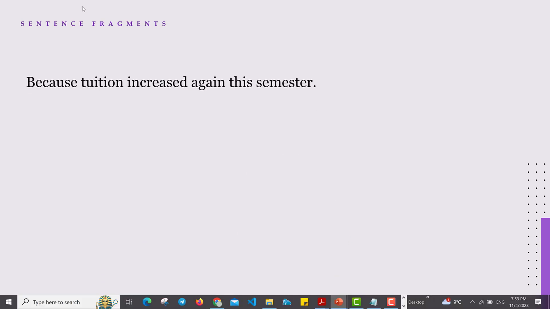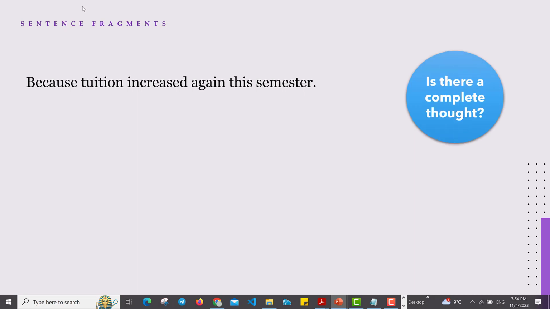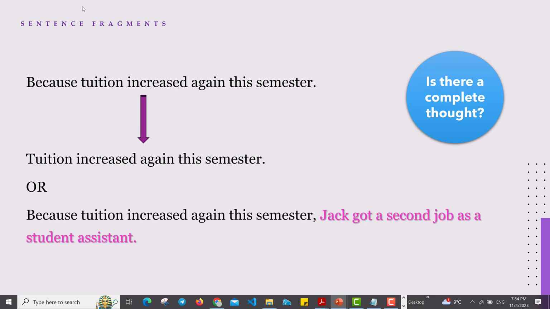"Because tuition increased again this semester." The question is, is there a complete thought? This sentence is a dependent clause. It doesn't express a complete thought. To make a correct sentence, you can delete the subordinator, like this: "Tuition increased again this semester." Or by adding an independent clause: "Because tuition increased again this semester, Jack got a second job as a student assistant."